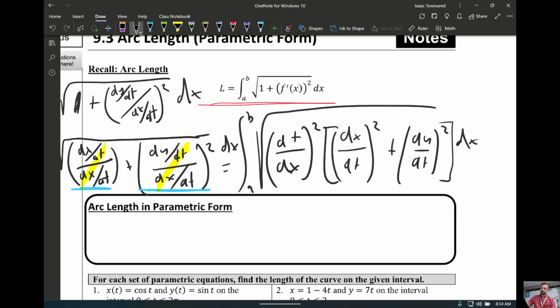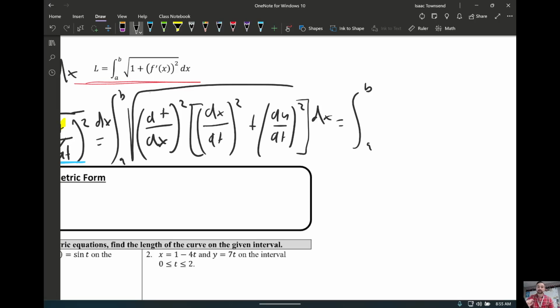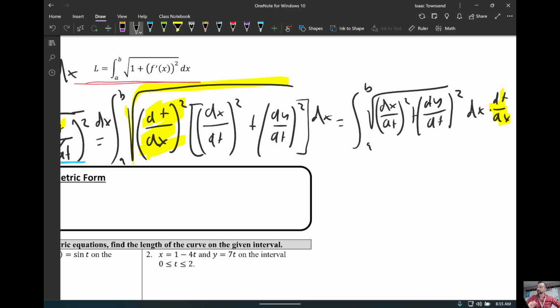So again, it's kind of hard to see how they factor out this dt over dx like that. But when you do that, the reason they're choosing to factor this out is that the square root of this comes out very nicely. The square root of (dt/dx) squared would be just dt/dx. So doing this to get this, leaving the rest alone. And then finally, this dx that's been here since the beginning can cancel out with this dx that I got from taking the square root of that, and those cancel. And then what's left behind now is the formula for arc length, but within parametric.